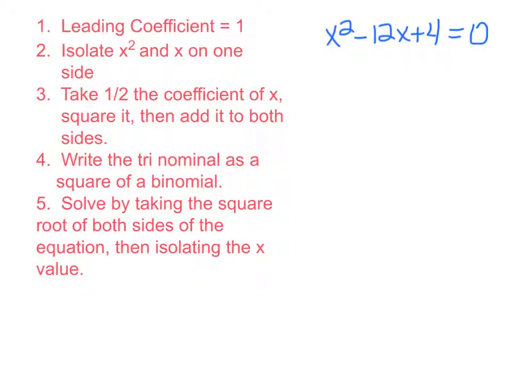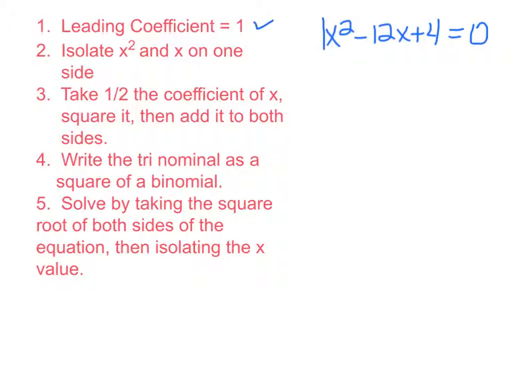Listed in red are the steps to complete the square. In blue, let's look at an actual problem and do the steps as we go. Step number 1 says the leading coefficient has to equal 1. Our leading coefficient here is 1, so step 1 is good.